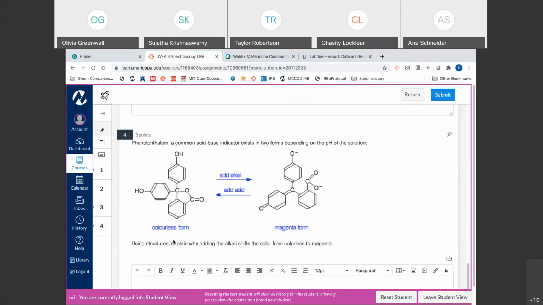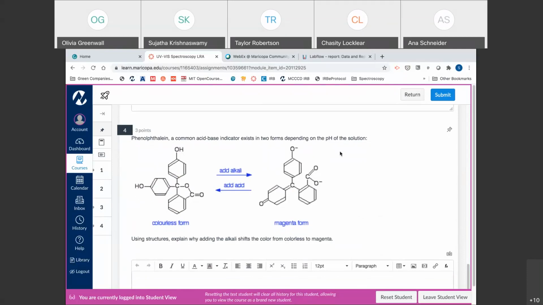So we're going to explain why the colorless form becomes magenta. By now we know that it's moving from probably ultraviolet, where I couldn't see the color of it. My eyes couldn't see the color in the ultraviolet region, or even further beyond. It's moved to the visible region because I'm seeing the pink color. We want to explain why my eyes can see the color of this, but not that.